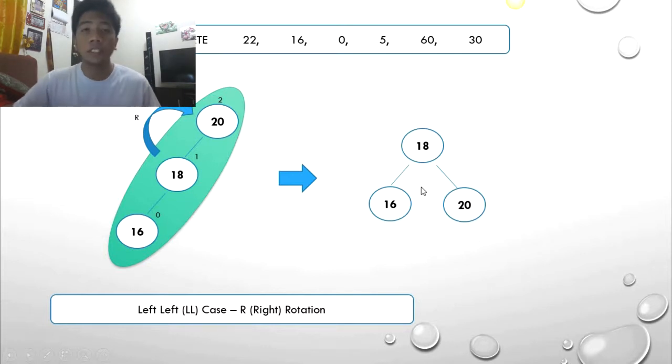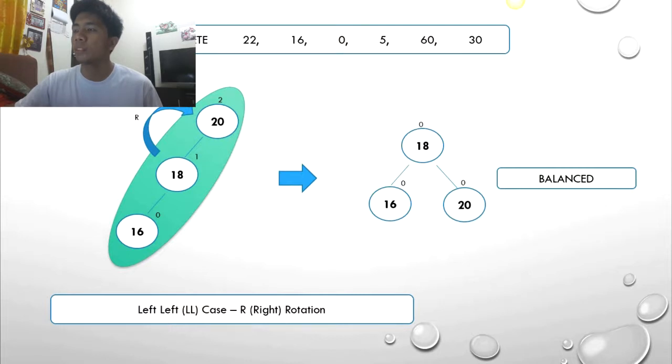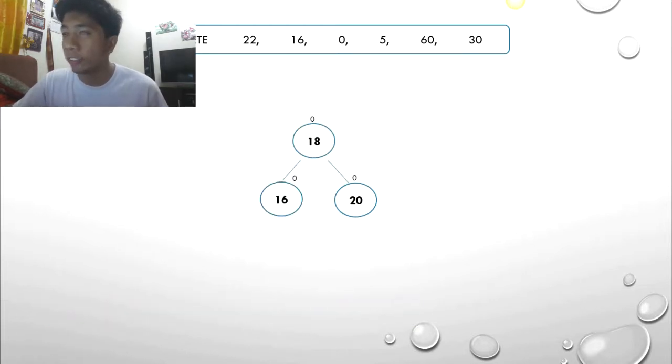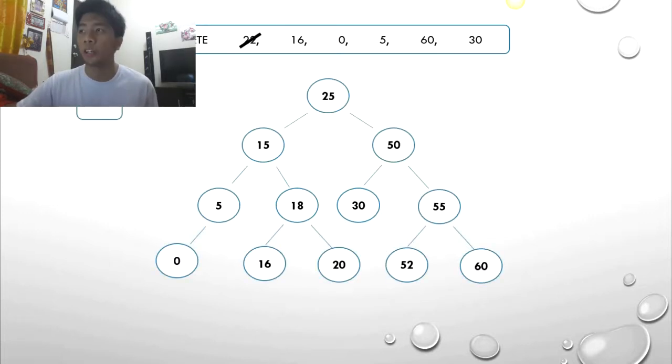Now let's see if this is already balanced. So 16 has no children, so 0 minus 0 is 0, then 18 has 1 on the left and 1 on the right, so 1 minus 1 is 0, so this is balanced. Now we have to put 18, 16, and 20 back on our AVL tree. There you go. We have already deleted 22 from our AVL tree. Let's see if this is balanced again. Since this is balanced, you can now proceed to deleting the next number, which is 16. There we have deleted 16.